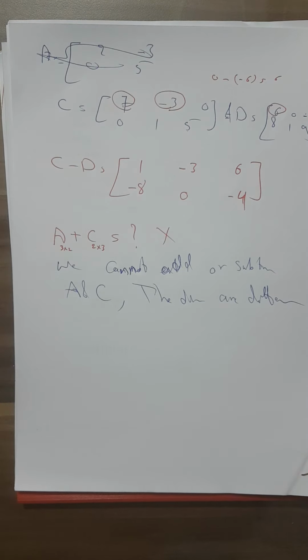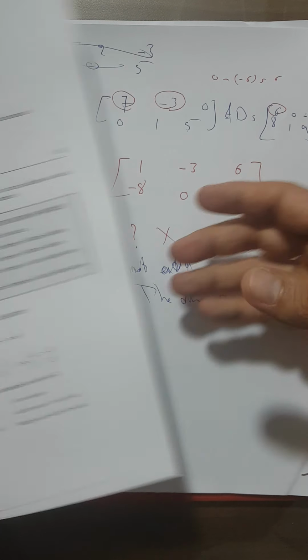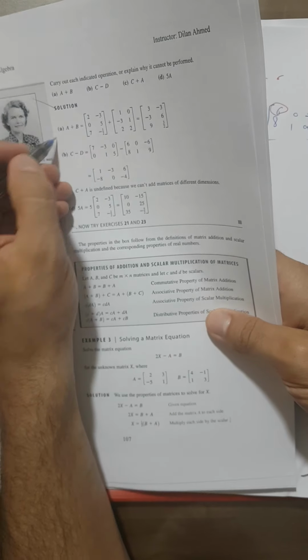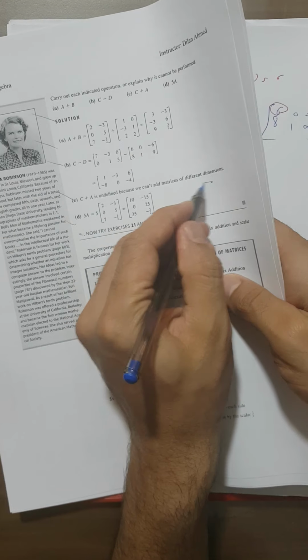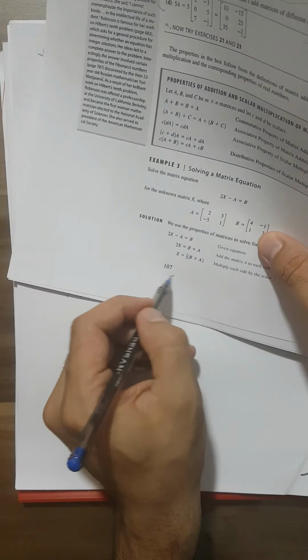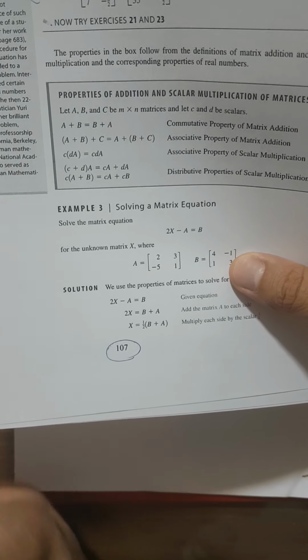This is all about example 2 on page 106, and you can see the solution is undefined. You can see why we cannot do it with C and A. On page 1.17, you get the result.